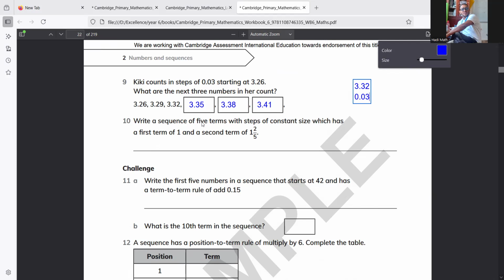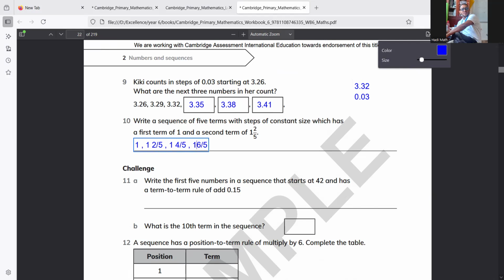They say write the sequence of 5 terms with steps of constant size, which has the first term of 1. The first term is 1. And the second term is 1 and 2 over 5. So that means they add 2 over 5 to go to the term after. When you add 2 over 5 to 1 and 2 over 5, it's going to be 1 and 4 over 5. The term after that is 1 and 6 over 5.